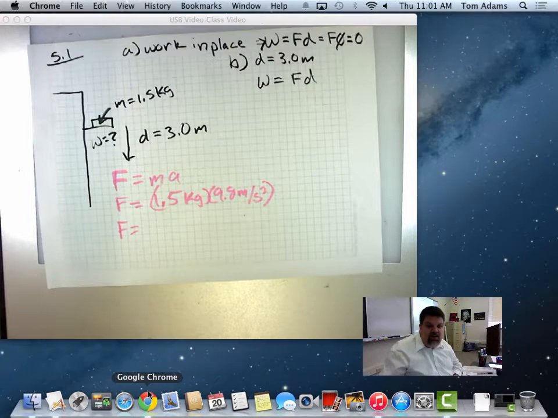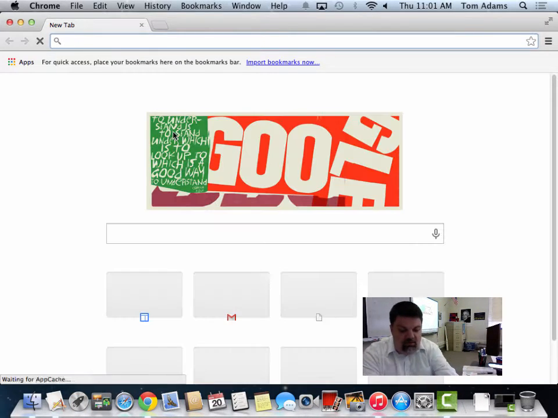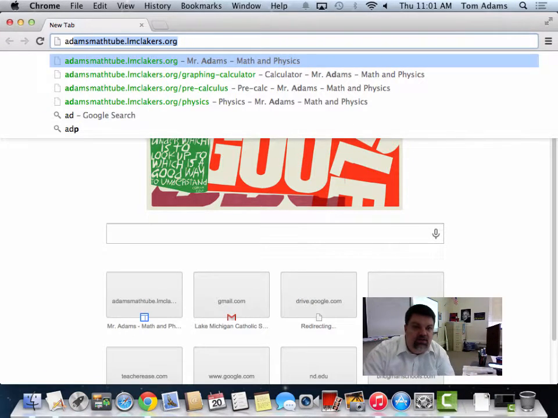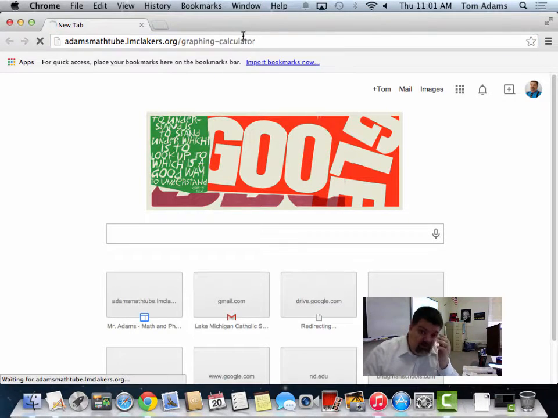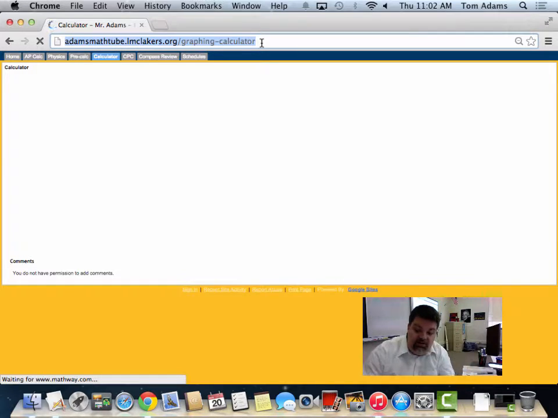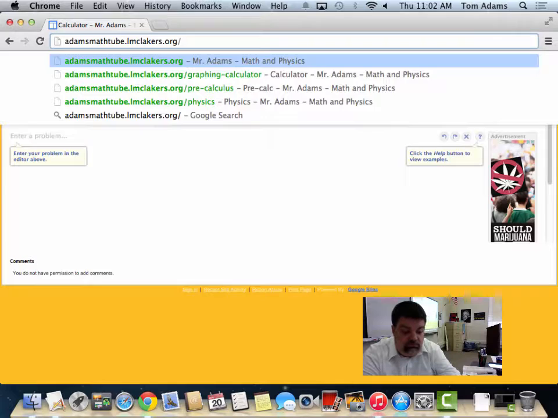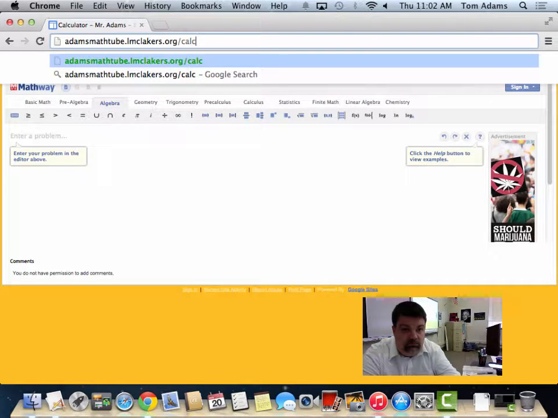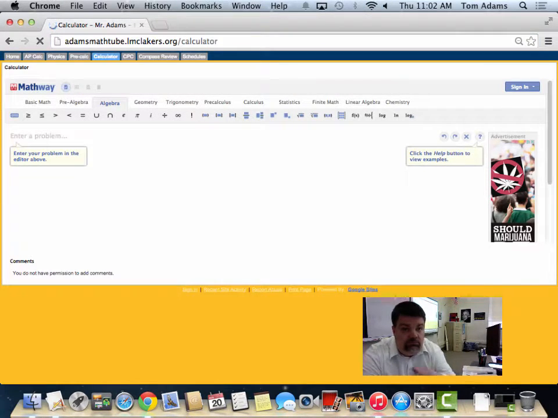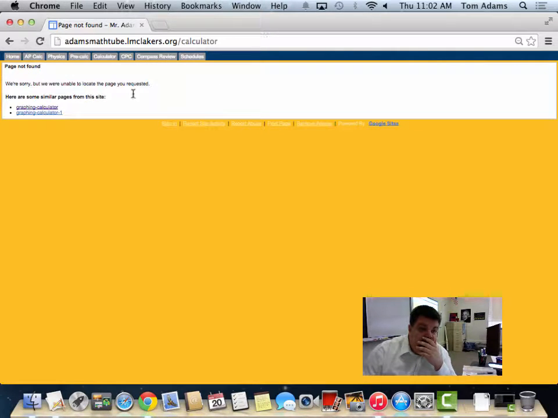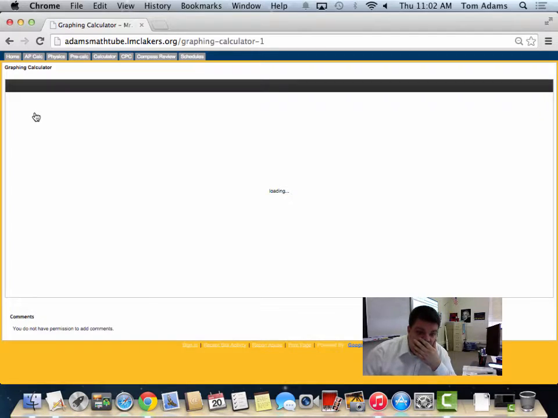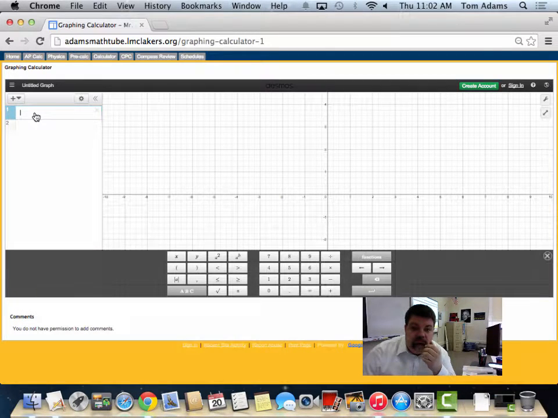Let's pull up a fancy calculator. I hope I can remember where I put this thing. I think it's right here at graphing calculator, or is it calculator? I think it's just calculator. Oh wait, Mr. Adams, I just remembered I have to go sell those things. Okay, go ahead. So I have graphing calculator 1 and graphing calculator. Okay, so this is the one that I was looking at.